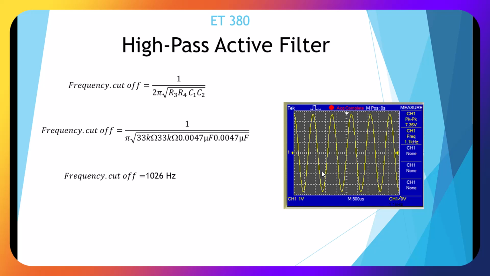Okay, here's a close-up of our oscilloscope, 1.1 kilohertz, which matched our Bode plotter. And my calculation is 1026 hertz. We're in the ballpark. Looks good.